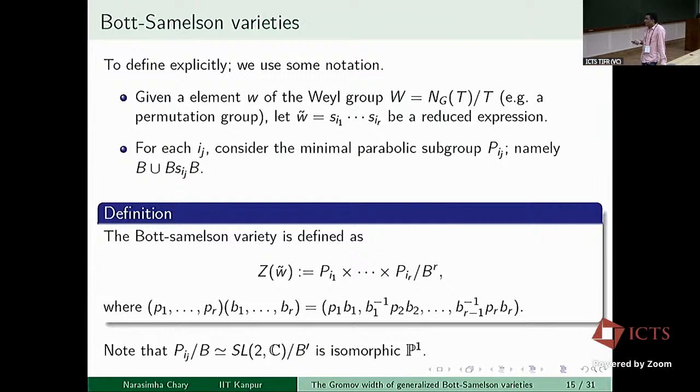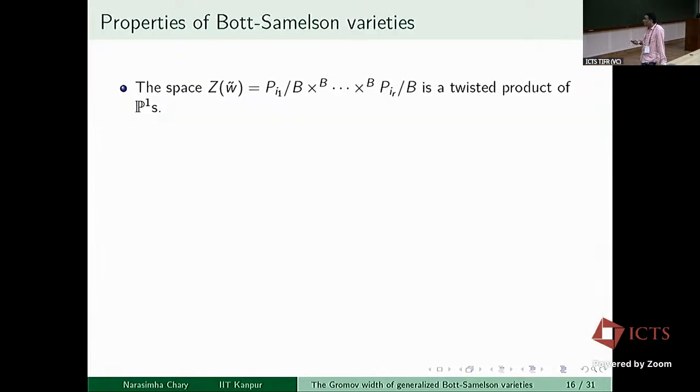So we define that this is a kind of twisted product of P1s by the powers of Borel. Maybe if you wanted to see here, let's say this is a minimal parabolic modulo B, just isomorphic to P1. If you want to see it in a clearer way, you can also define a product like this. So each one is a P1 and some kind of twisting is happening by Borel.